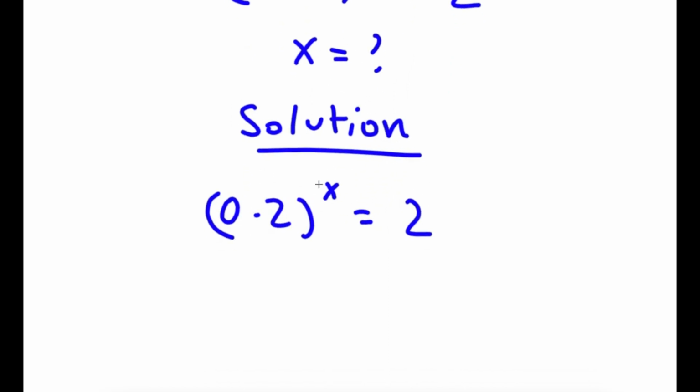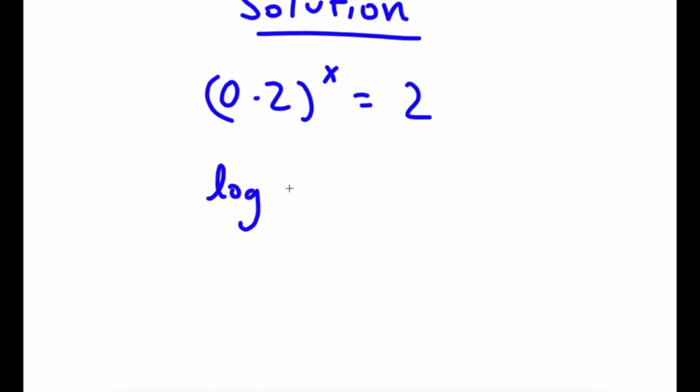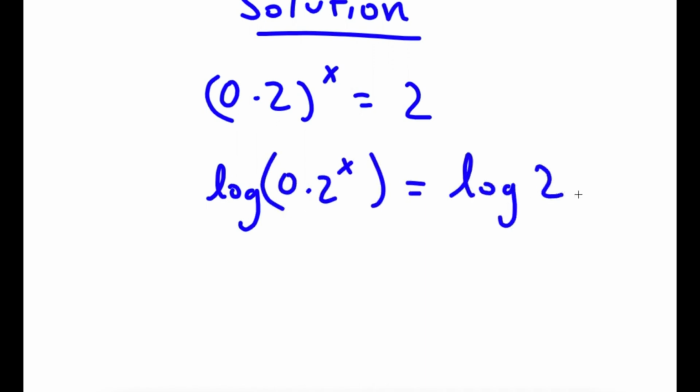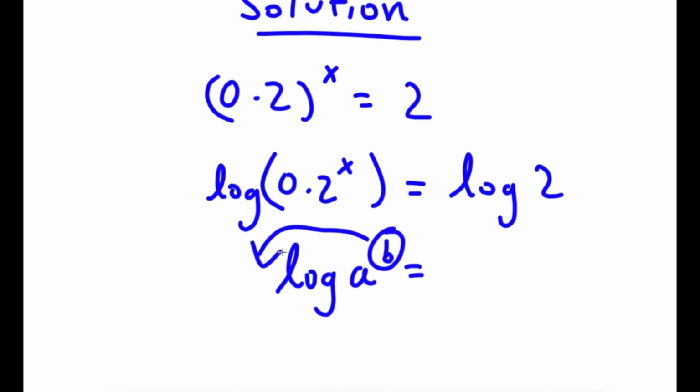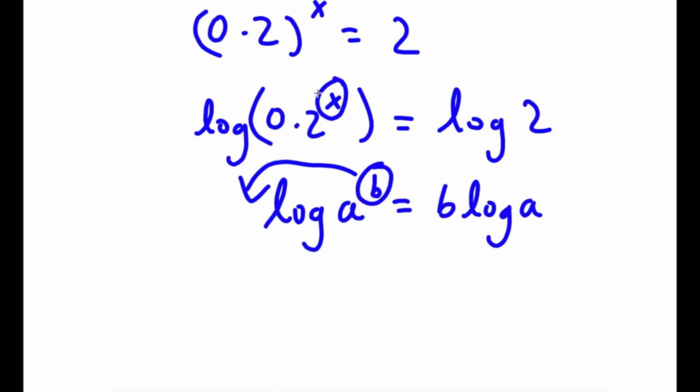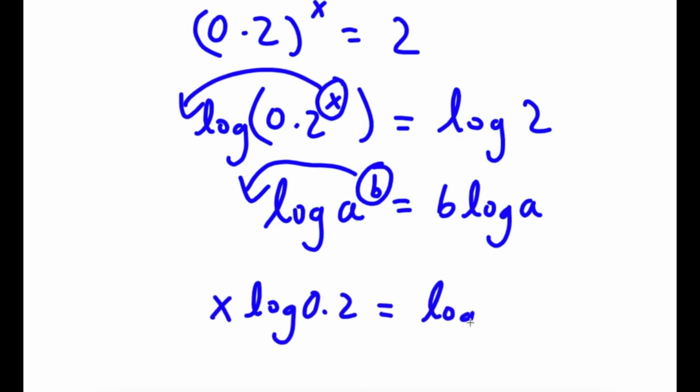Now I'm going to take the log on both sides. So I have log 0.2 to the power of x is equal to log 2. And if I have something in the form log a to the power of b, I can move this exponent b to the front. So this can equal b times log a. So in this case, I have log 0.2 to the power of x, and I can move x to the front. So now I have x times log 0.2 is equal to log 2.